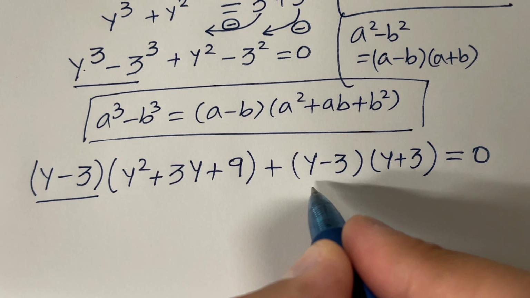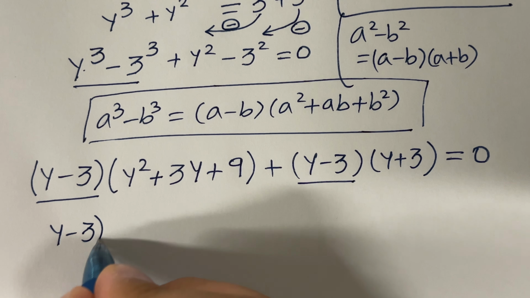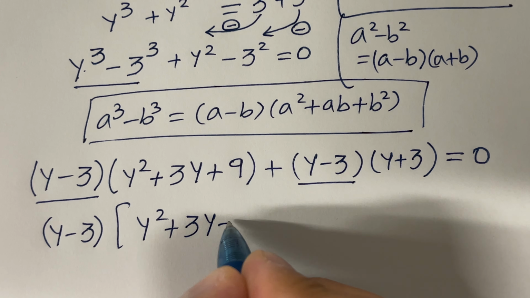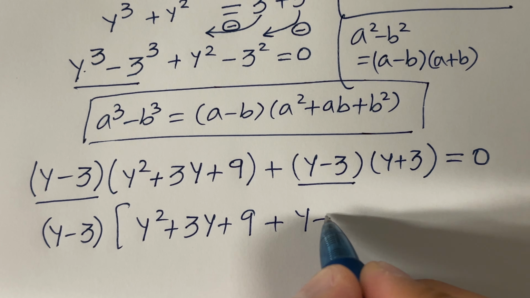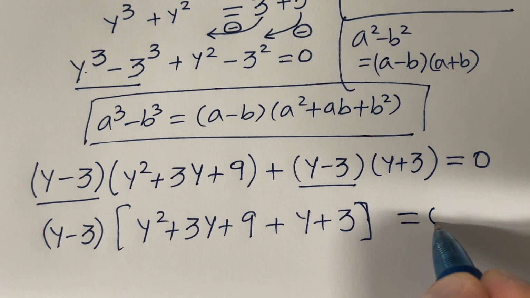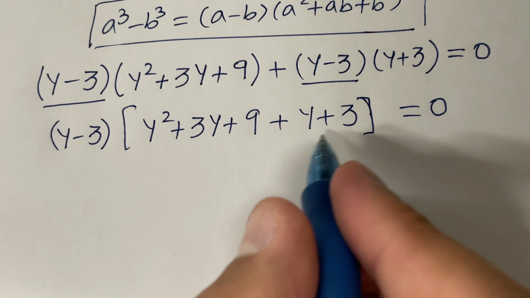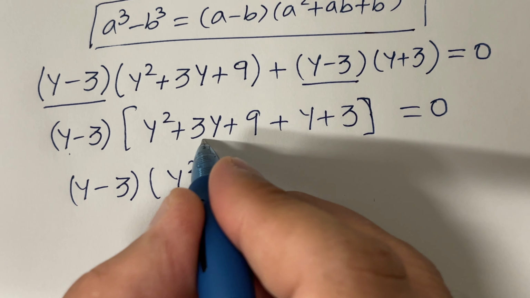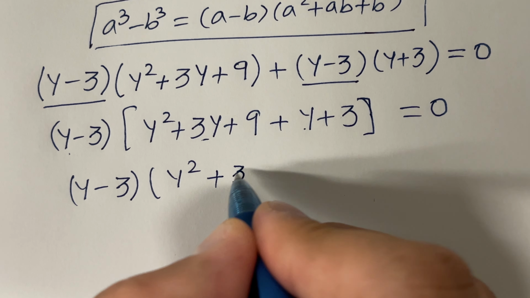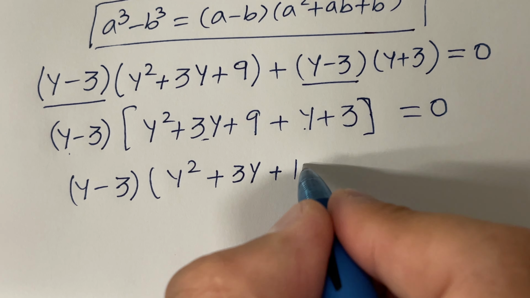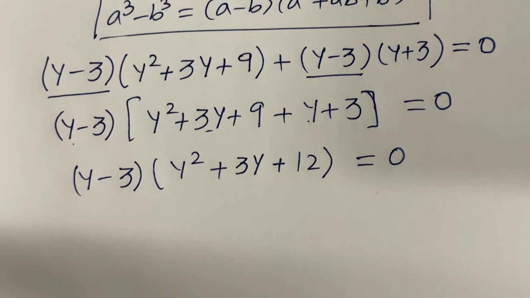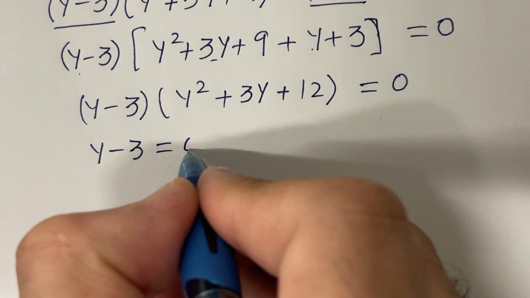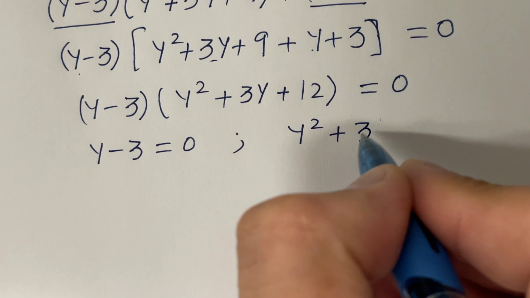Now if you look here, we have this factor common, so let's pull it out. Then what is left over in the first is y square plus 3y plus 9, and what is left over in the second is y plus 3, and that's equal to 0. Let's simplify this further. First of all, we have y minus 3, and here we will have y square plus 3y plus y, which is plus 4y, plus 9 plus 3, which is 12, equal to 0. Since we want to solve it, and the product is 0, we can set both factors to 0 to find the value of y.